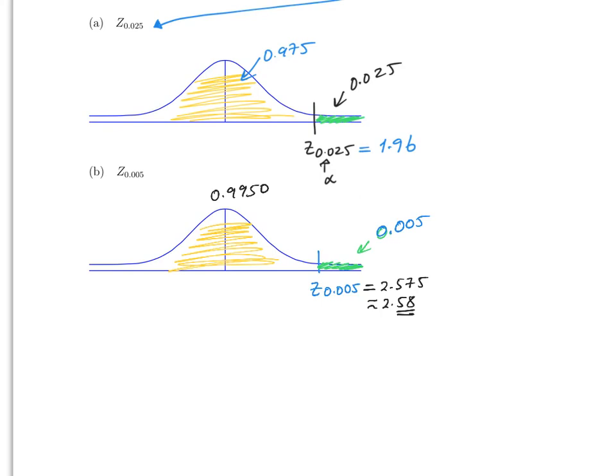And that's it. Remember that you can also use the calculator to find this. Technically, to find these ones, all you have to do is press second, variables, and then you go to inverse norm, enter 0.9950, and this will give you 2.58. And that's it.